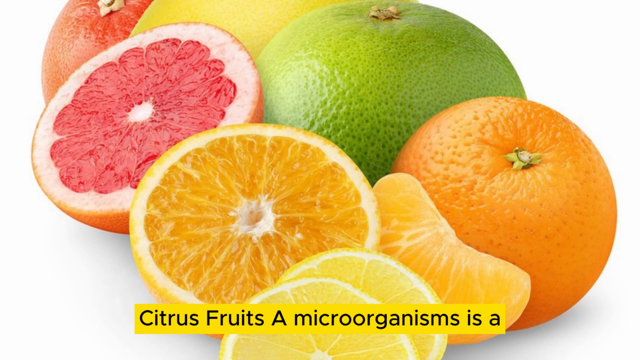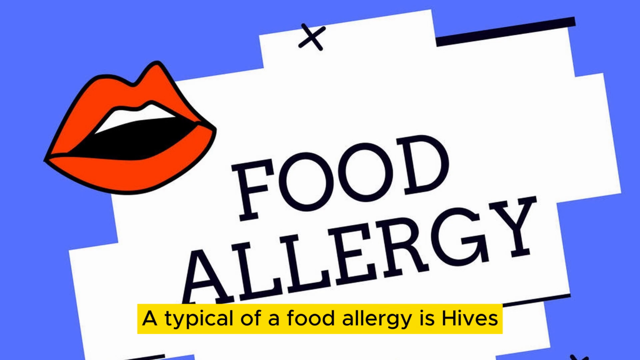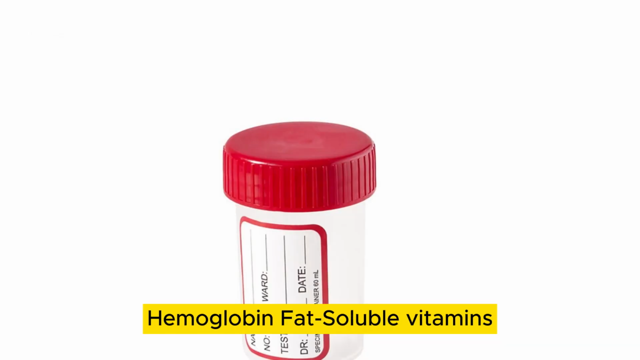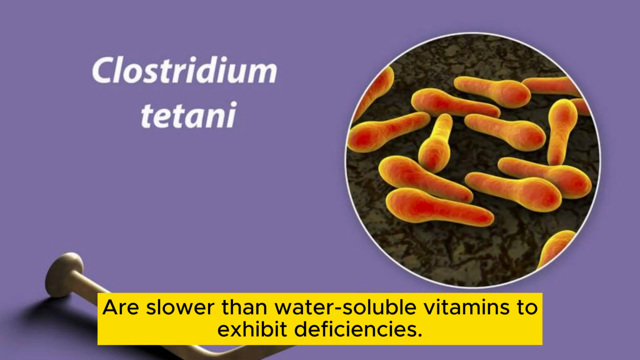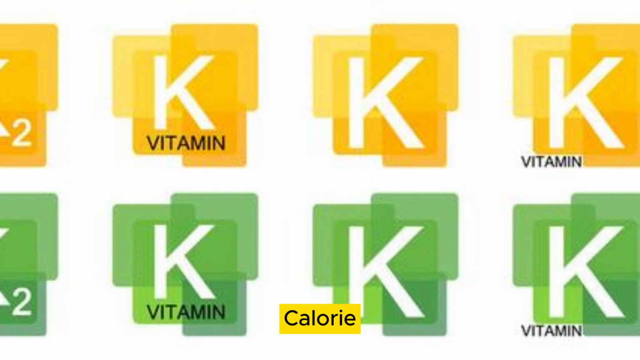A microorganism is a tiny animal or plant. A typical sign of a food allergy is hives. Iron is known to be a necessary component of hemoglobin. Fat-soluble vitamins are slower than water-soluble vitamins to exhibit deficiencies. The amount of energy needed to raise the temperature of 1 kilogram of water by 1 C is a calorie.